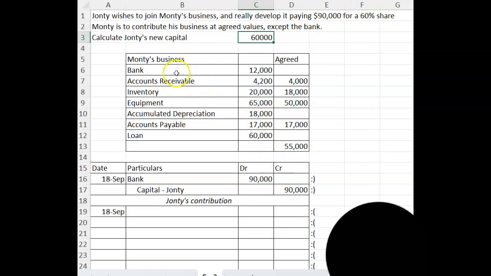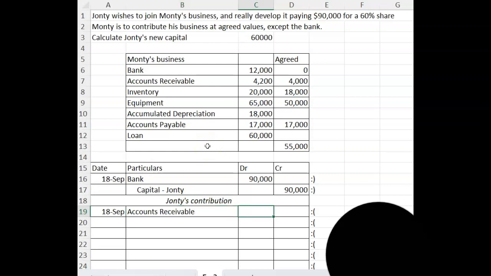So rules around this is that when we're bringing it in, the bank account, it tells us we're not going to bring that in. So see that 0? So we'll put 0. The rest of them we're bringing through at agreed values, which are these ones here. Great. So what we're going to do is we're going to debit the assets. First one is accounts receivable.